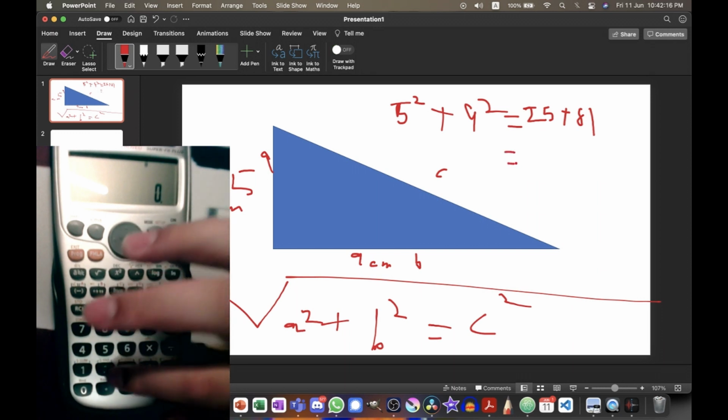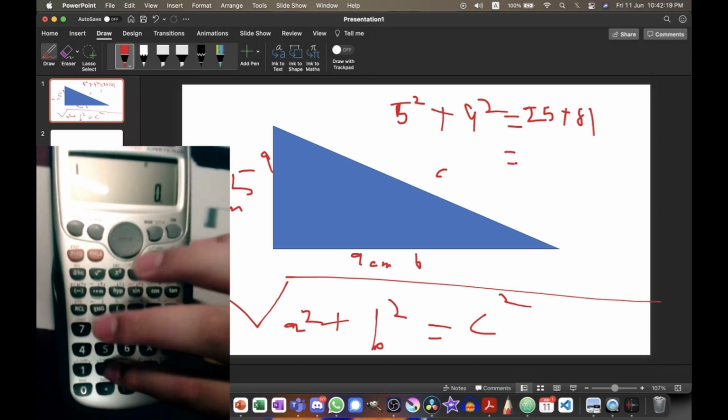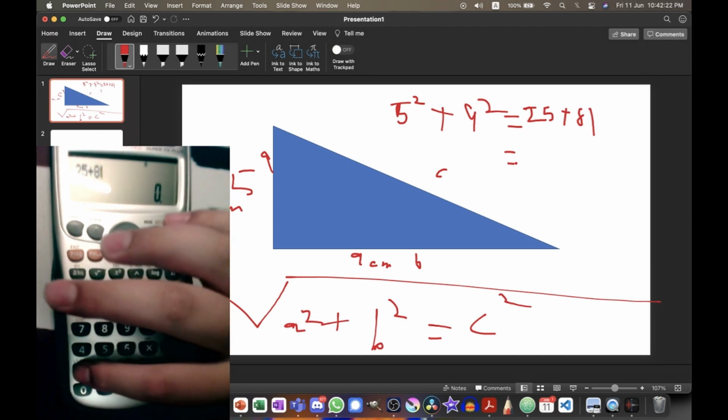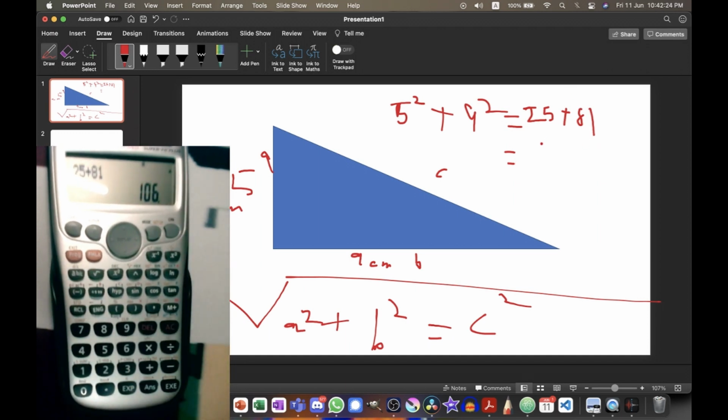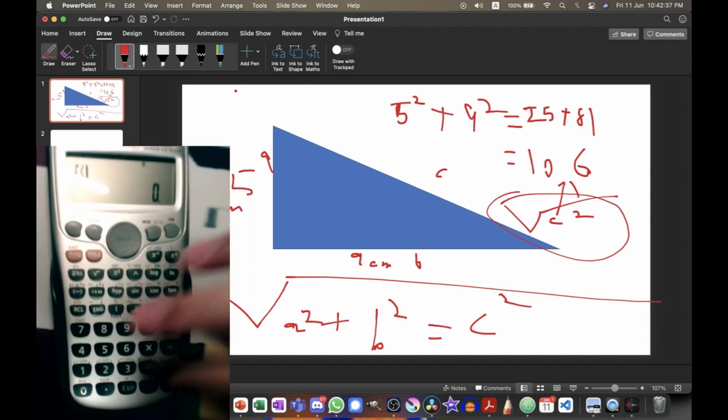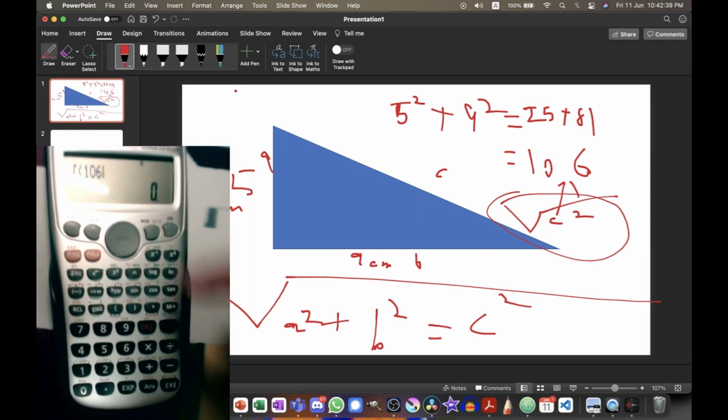That means it's 25 plus 81, it equals 106. And that's the c squared. And then we have to root this thing. Root 106. It equals 10.30.